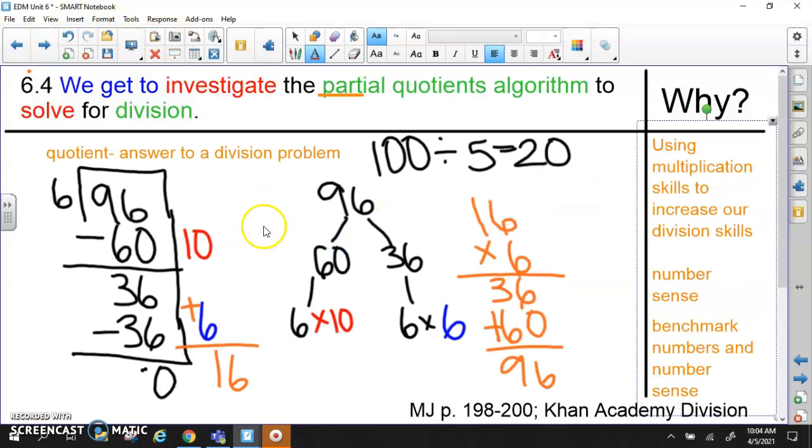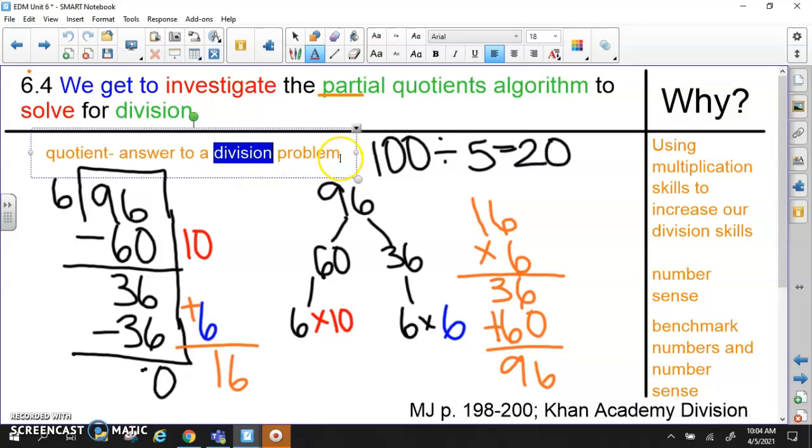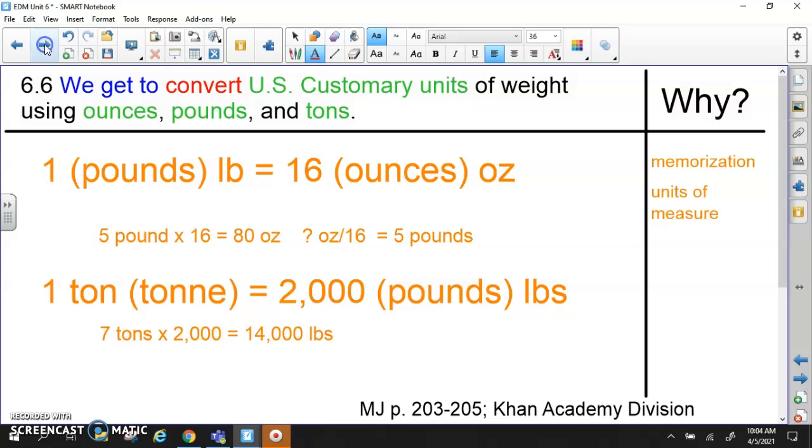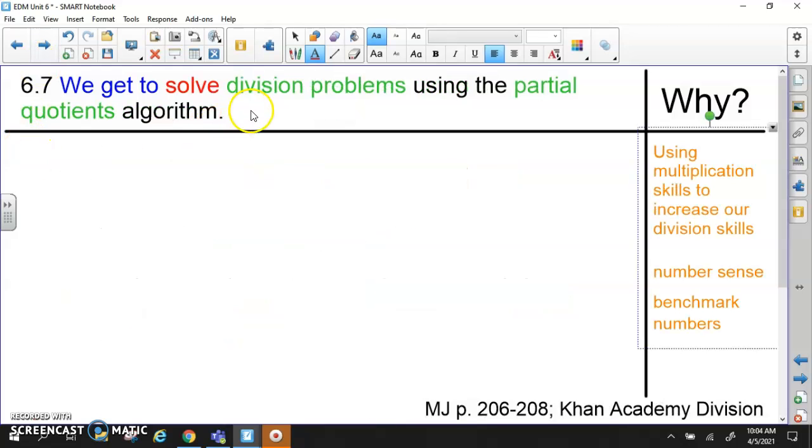I just want to go back and define once again what a quotient is. A quotient is the answer to a division problem. So we're getting more practice with division. So I want to look at number one. Let's do number one on page 206 together, okay?